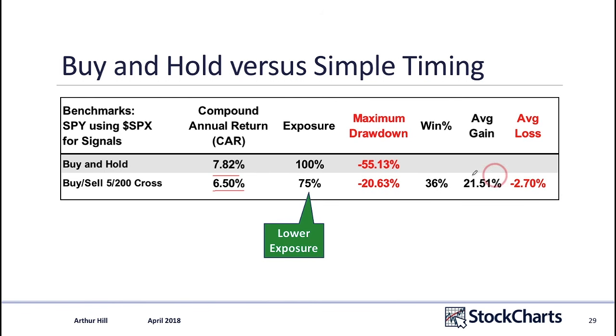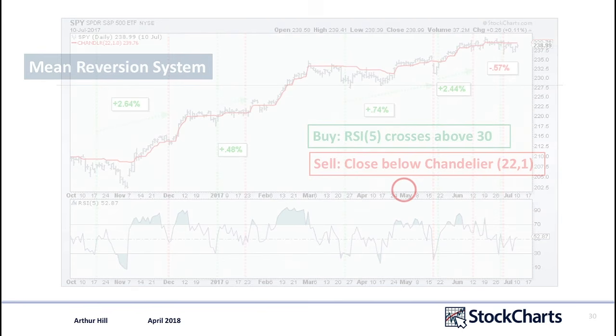And that is because you would have been out during the bear market. You would have been 75% exposed. And you can also see that your drawdown was much lower. Instead of a 55% drawdown, you have a 20% drawdown. And that's the main reason we use market timing, is to lower those drawdowns.